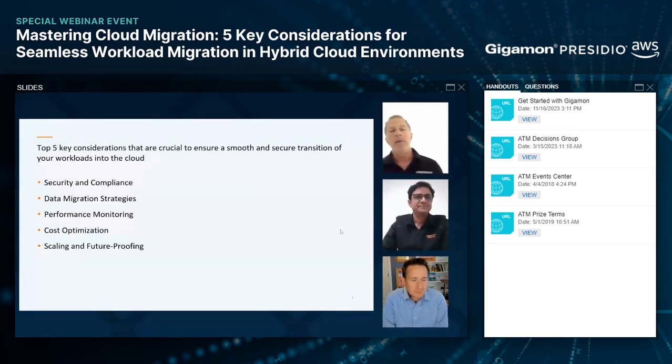But what we're going to talk about are 5 things that you as customers need to make sure there's a smooth transition from your on-prem to AWS. We're going to touch upon security and compliance, what it means. We're going to talk about data migration strategies, how to come up with them. Performance monitoring is key to make sure you get the biggest bang for the buck. Cost optimization is also key. That's something that Presidio can help with, as well as AWS and Gigamon. And then obviously you want to prepare for the future and future-proof your environment. So we'll help you get to that point.